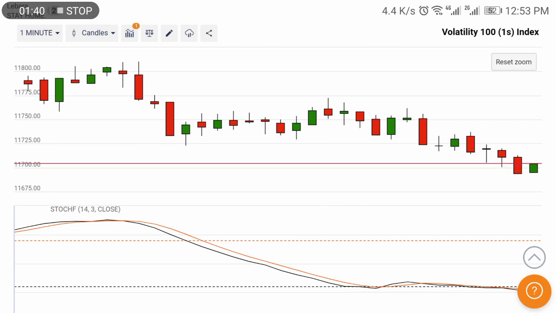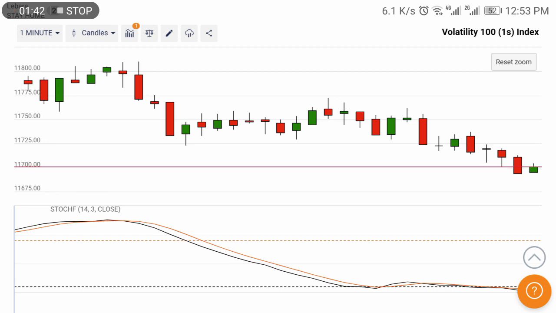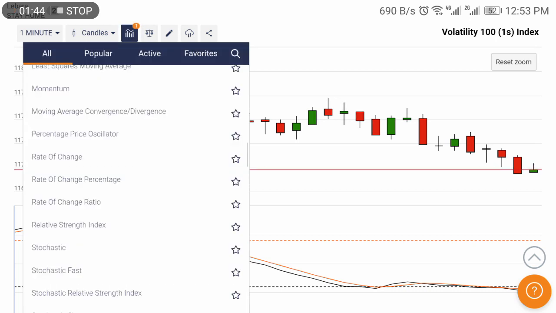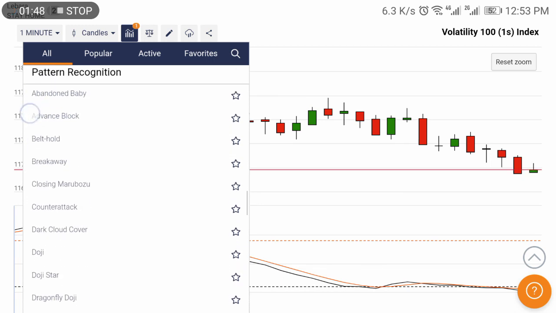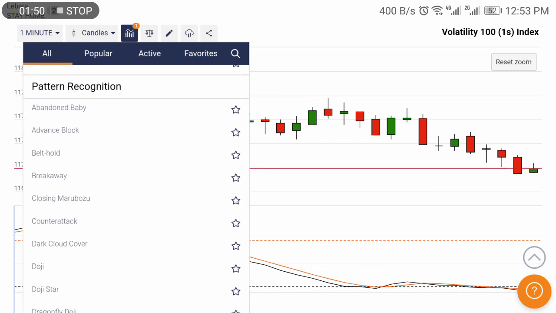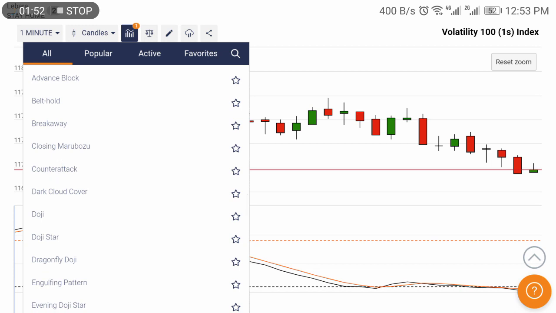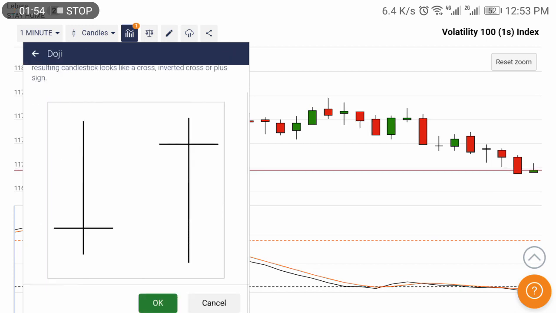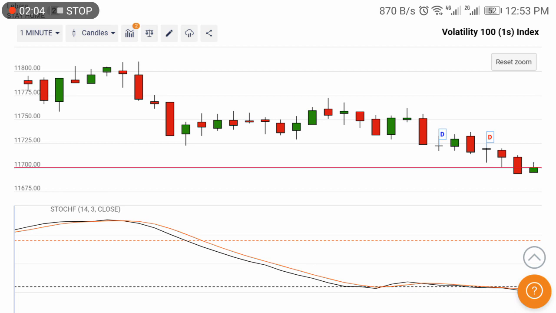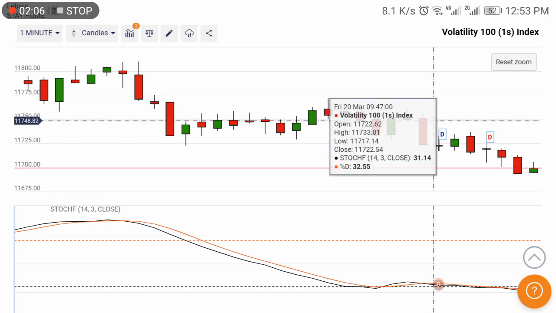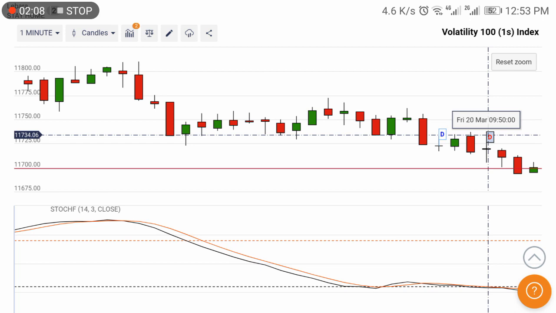Look here, as I told you, the doji candles. Someone asked me what a doji candle is, so I will show you. Look here, that pattern, all patterns are available here. Simply click on doji and you will understand what doji is. All the information is available on the broker website. Okay, look here, as you see, it is showing you the D, which means the doji candlestick.